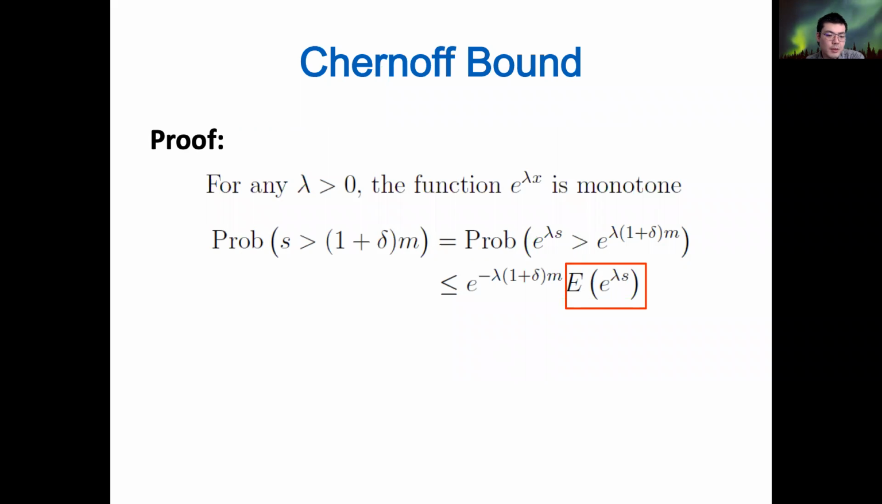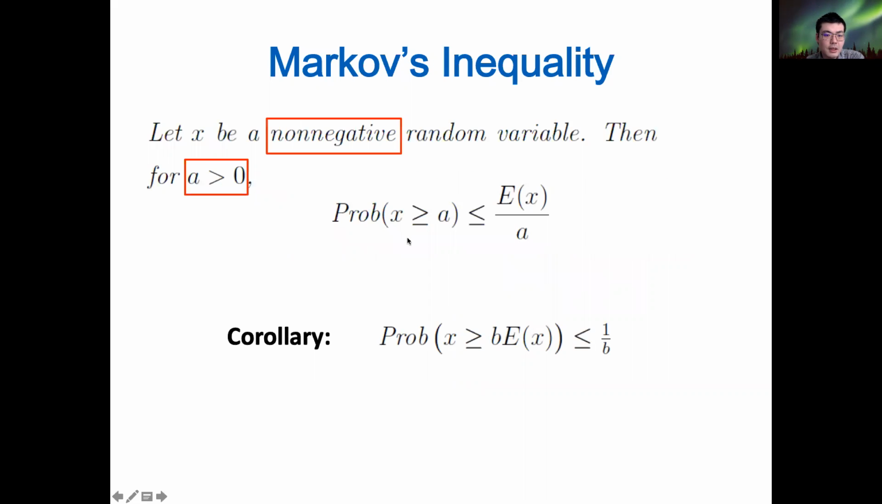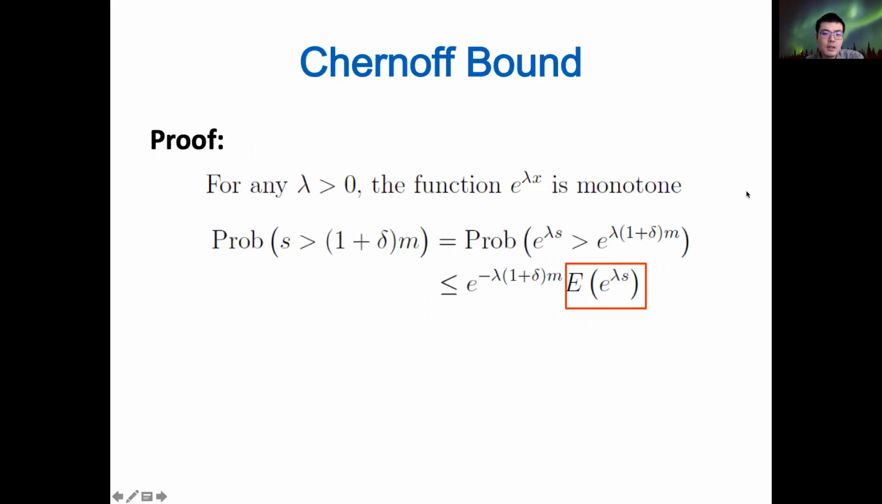If you cannot memorize, let's go back to this. If your random variable, which is non-negative, is larger than a, the probability is bounded by the expectation of the random variable divided by a. So here we are treating this as x and this as a. So you are getting the expectation of this divided by this. It's negative. I hope this is clear.